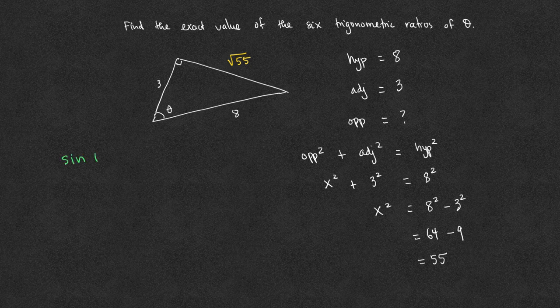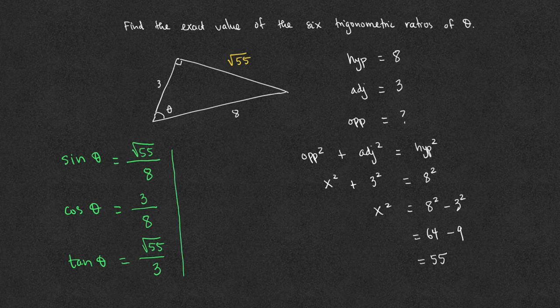Sine of theta is the opposite over hypotenuse. The opposite side has length square root of 55 and the hypotenuse has the length of 8. Cosine of theta is adjacent over the hypotenuse, and tangent of theta is the opposite over the adjacent side. If there is a radical in the denominator, we would have to rationalize it. In this case, there's none.